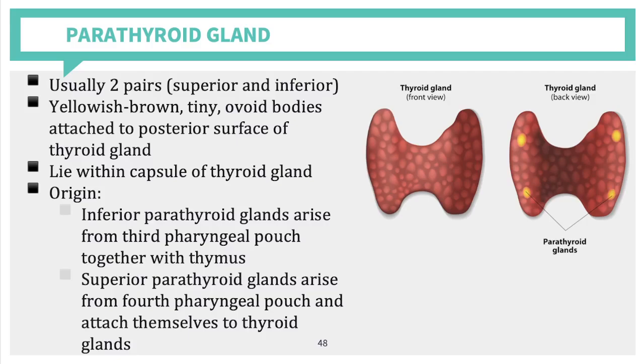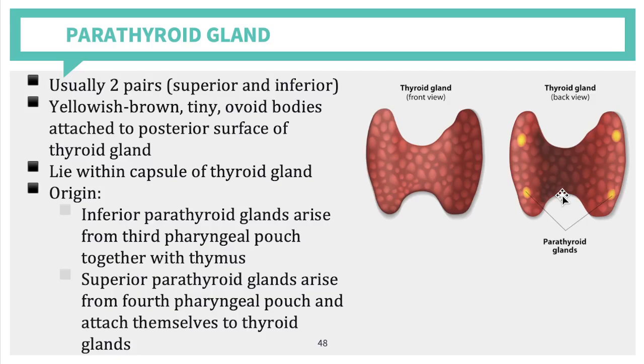So, your parathyroid gland, usually 2 pairs, superior and inferior. Again, where can we locate your parathyroid gland? At the posterior portion of your thyroid gland. This is the front view or the anterior portion. This is now the posterior portion of your thyroid gland. Again, this is now your parathyroid gland, the yellow one here, okay? Usually 2 pairs, superior and inferior. Yellowish brown, tiny, ovoid bodies attached to the posterior surface of your thyroid gland. They lie within the capsule of your thyroid gland.